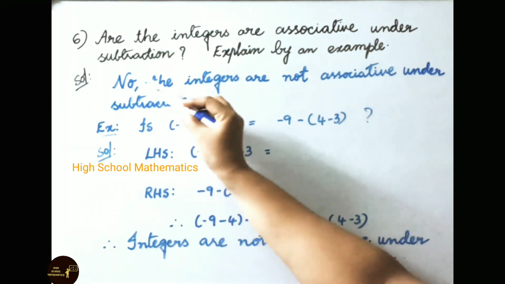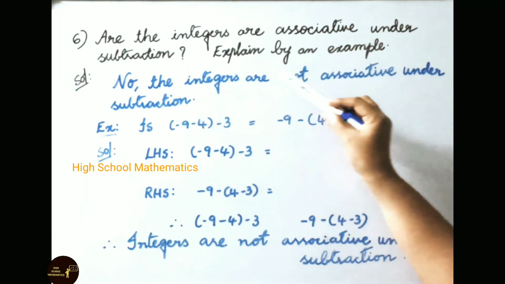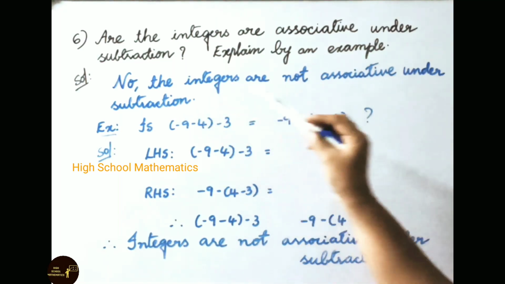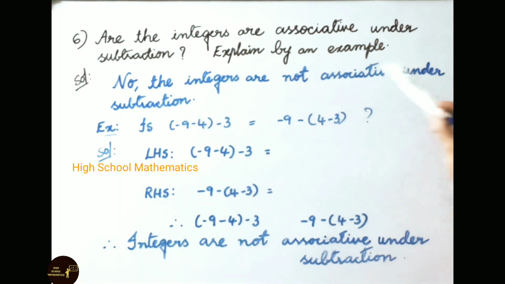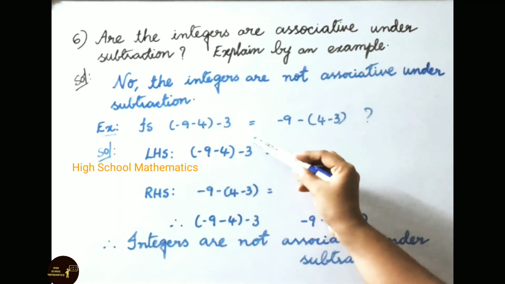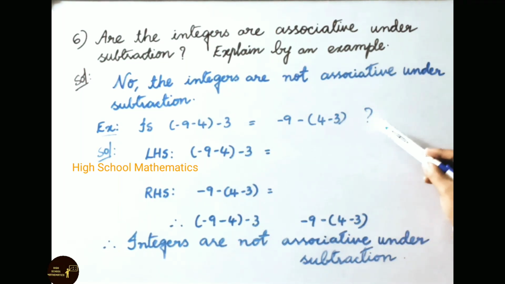Now question number 6. Are the integers associative under subtraction? Explain by an example. Let us see the solution. No, the integers are not associative under subtraction. Let us see an example. Is minus 9 minus 4 minus 3 equal to minus 9 minus of 4 minus 3? Let us see the solution.